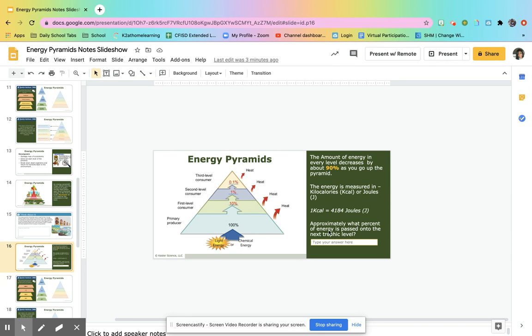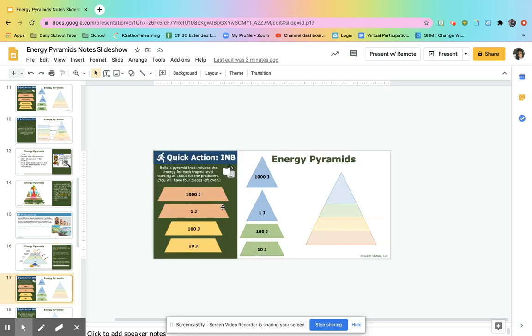So approximately what percentage of energy is passed on to the next trophic level? Hint, we did this in our lab. You just type the answer in there. All right, so here I want you guys to do the same thing. Build a pyramid based on the different levels of energy that should be on there, okay? So think about what should be at the bottom, here, here, and here. You'll have 4 pieces left over.